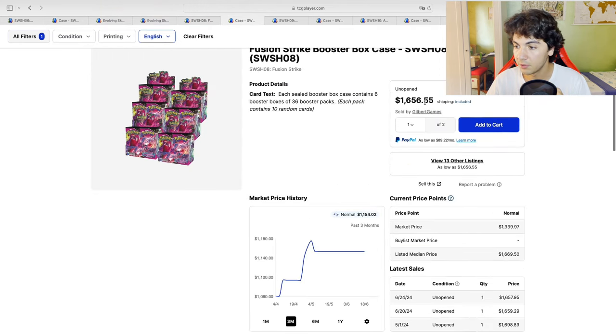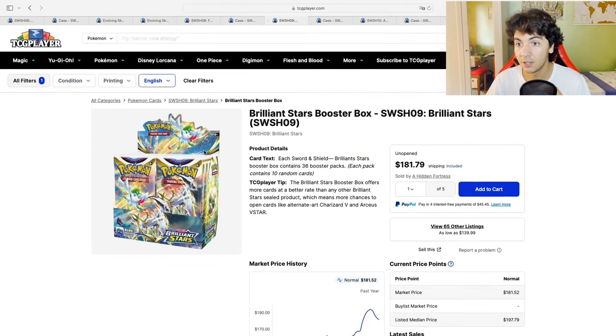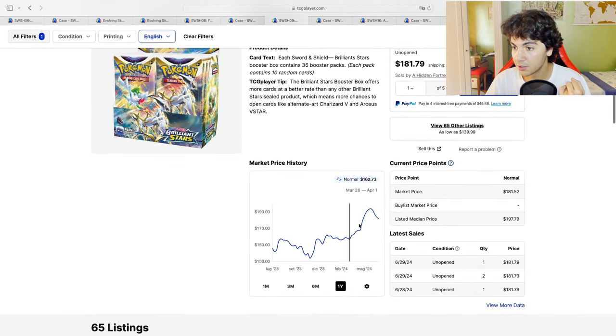Cases, $1,600, as you can see, it is selling for $1,600, almost $1,700. Brilliant Stars boxes, it is moving lower at $180. And we've seen it being around $150 for a while because it was still available at the Pokemon Center for that price, so $143. Again, I don't know if you need to add sales tax to that.